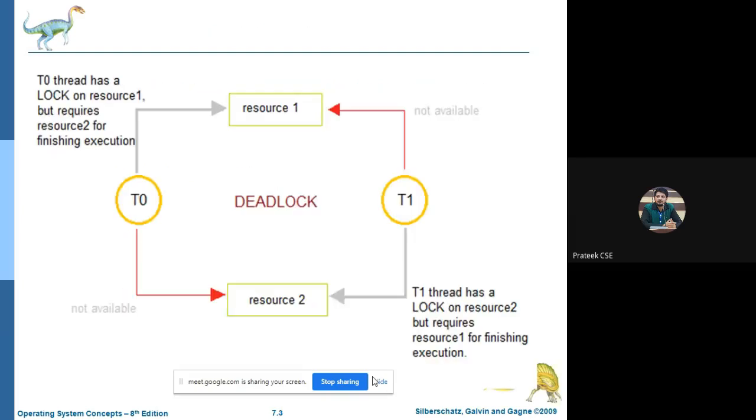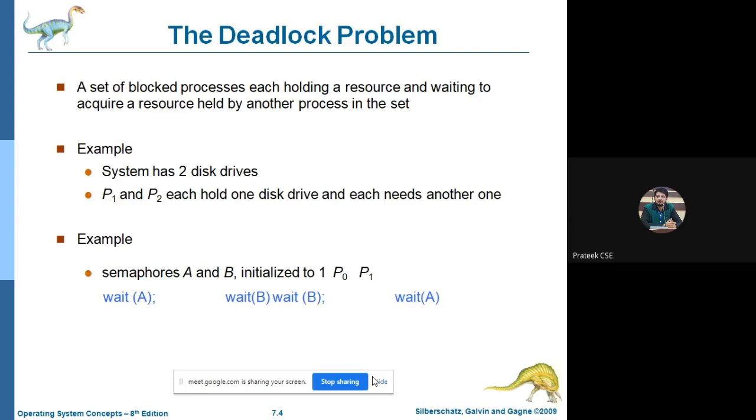यहाँ पे T0 भी blocked है, T1 भी blocked है, because दोनों ही अपना task complete नहीं कर पा रहे. Reason is T0 requires resource 2, T1 requires resource 1, और दोनों को ही resource 2 और resource 1 नहीं मिलेगा, because both want the other resource to fulfill their completion or to complete their execution. So this is another example. If any system has two disk drives or any resource, P1 and P2 are two different processes.